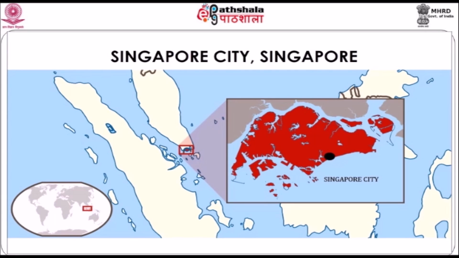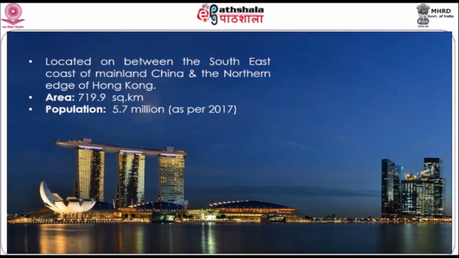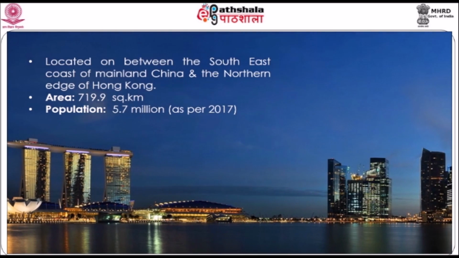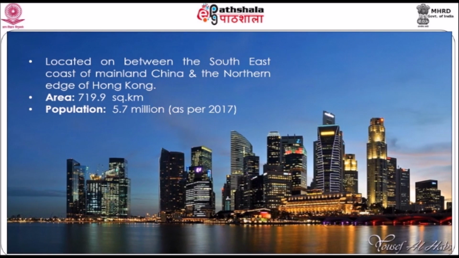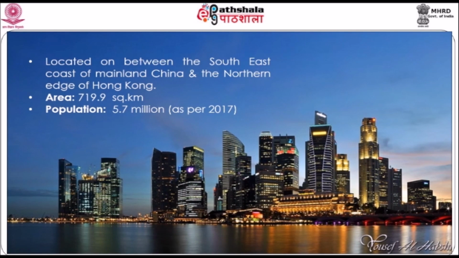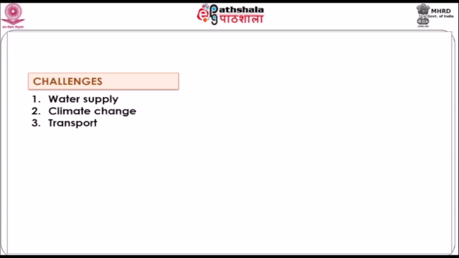Our next case study is Singapore. Singapore is located, you can see the location here, between the southeast coast of mainland China and the northern edge of Hong Kong. It has a population of about 5.7 million and an area of about 719.9, that is 720 square kilometers. The main challenges which Singapore faced were water supply, then climate change and transportation.